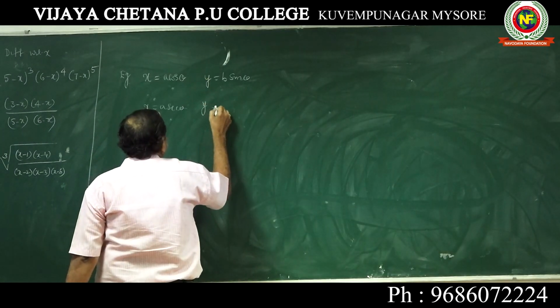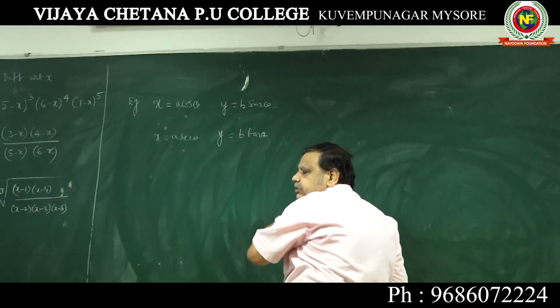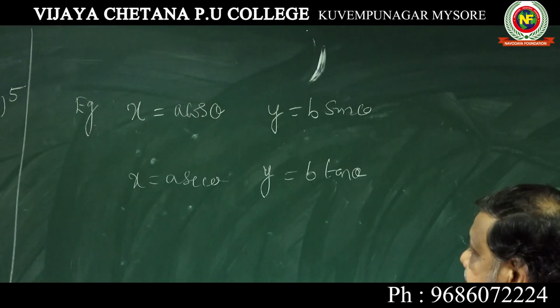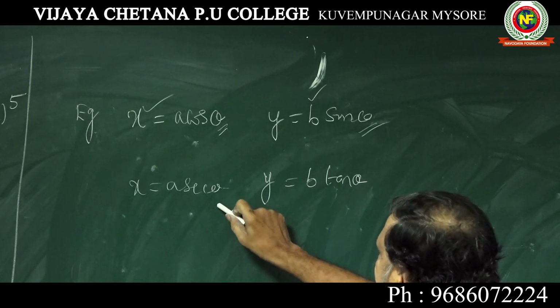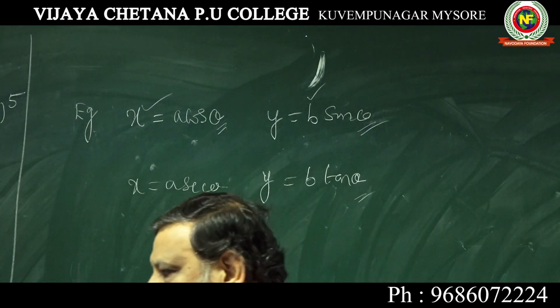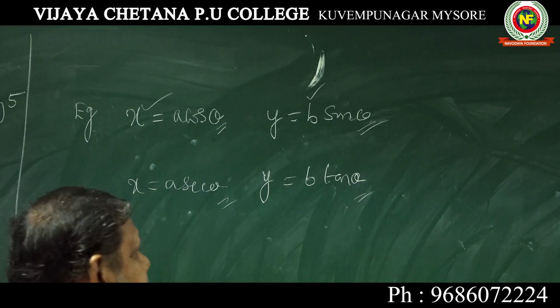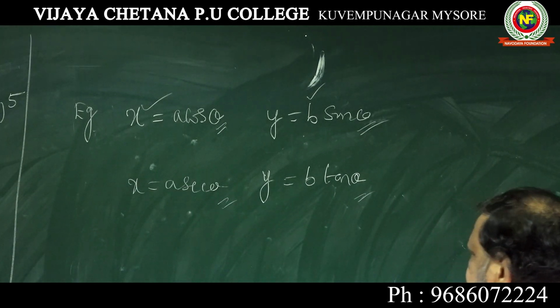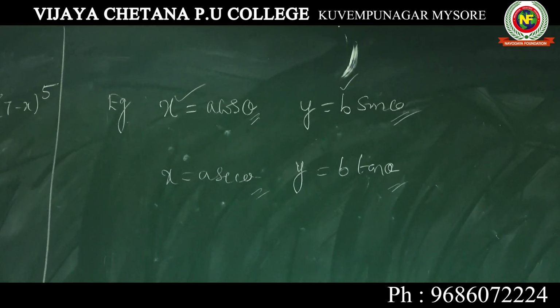y is equal to b tan theta. It will be like this, or x equal to a t square, y is equal to 2at. Like this, two functions separately given, x and y expressed in terms of theta. Here theta is the parameter. So the problems will have x and y given separately. Immediately you should identify it is a parametric function. Parametric differentiation means both the functions are expressed in terms of a third variable t or theta, then it is called parametric differentiation.